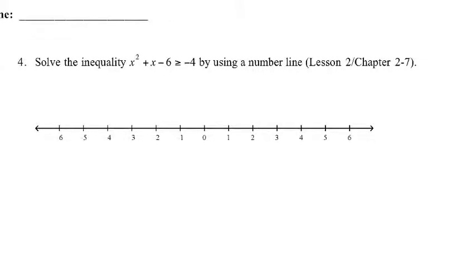Number 4 says solve the inequality x squared plus x minus 6 is greater than or equal to negative 4 by using a number line. So remember, the first thing we should do is set it up just like a normal equation, then we'll have to work with it from there.